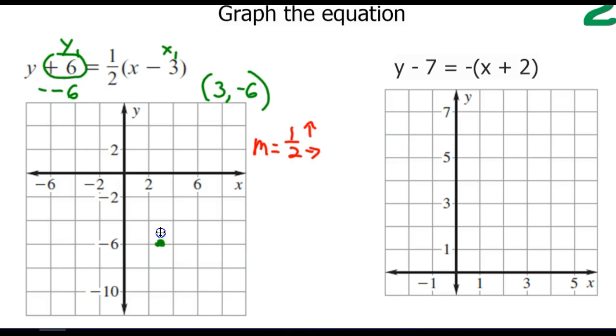So if I go up 1, I'm at negative 5. Go over 2, 4 right there. Go up 1, over 2. Up 1, over 2. And we can make our line. And we graph the equation.